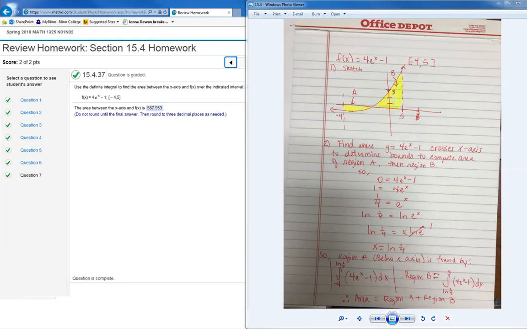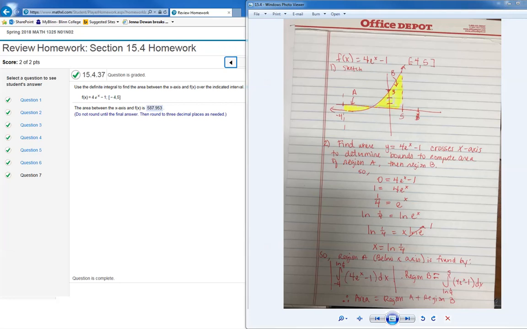All right, the problem we are looking at is using a definite integral to find an area between the x-axis and a curve. The curve here is given as the function 4e^x - 1. In order to find that area, we're going to need to see what this graph looks like because it says we're looking at the area between the x-axis and that curve. So you probably want to sketch this out.